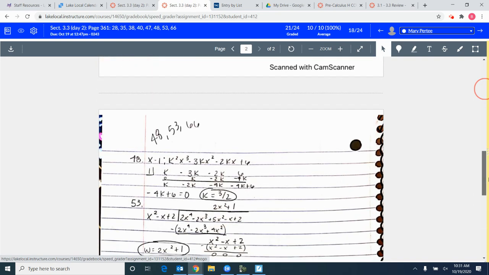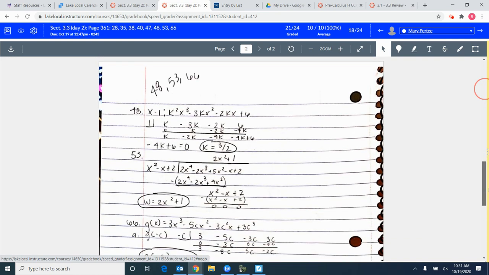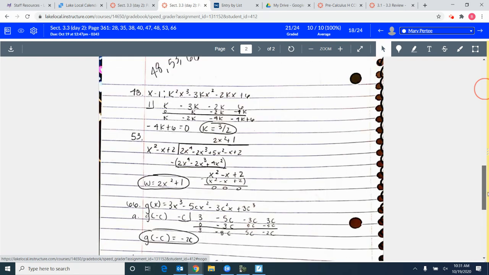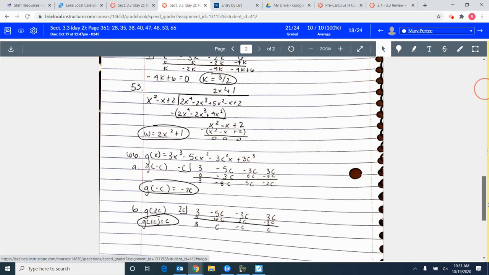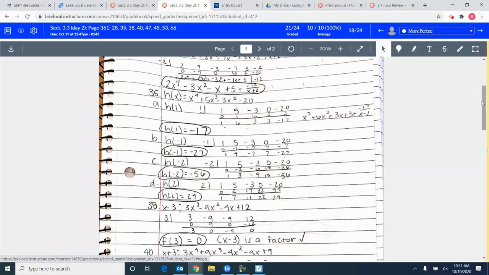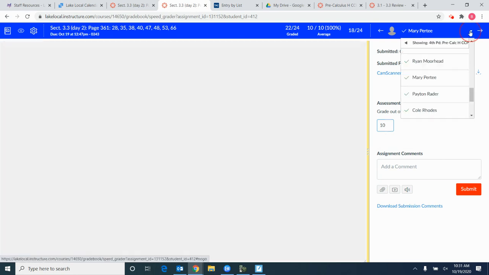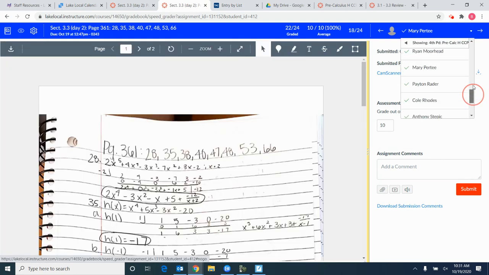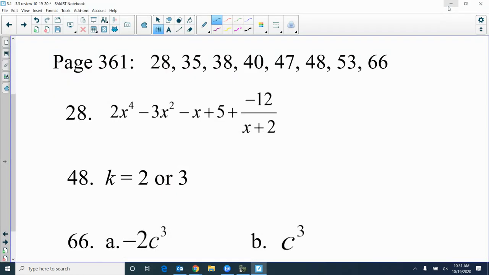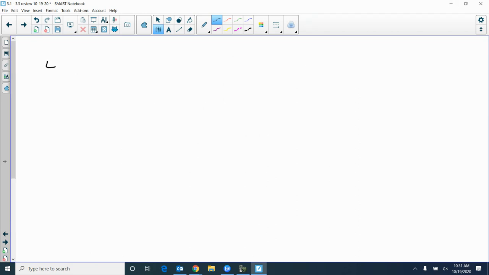Okay, good. Made a common mistake on 48. And let's see, anybody else? That's it. Not bad. All right, 48. I just want to take a quick look at that one, and maybe the first part of 66. Did you get 48 right? Okay, so 48.